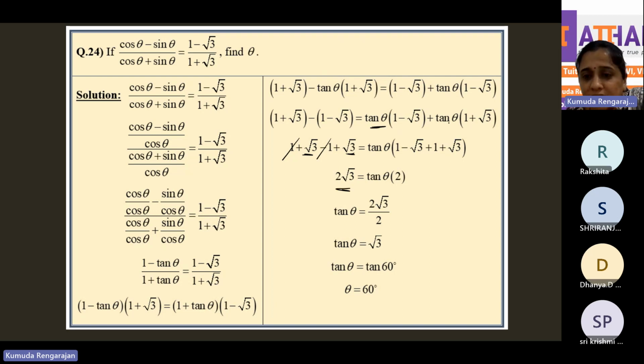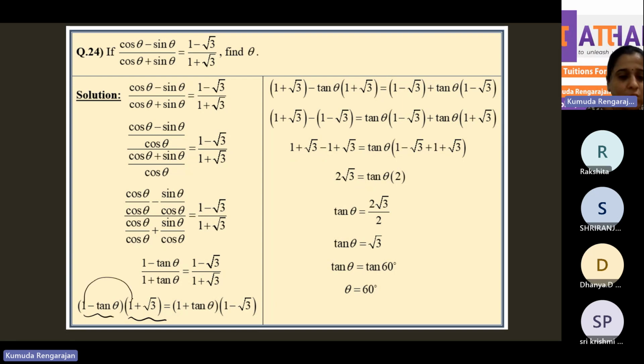So this gets cancelled. √3 plus √3 is 2√3. And here tan theta is common. See, you can also multiply everything, children. Like you can also do 1 into 1, 1 into tan theta. Like that also you can do, not that you should. You can treat this as 2 terms here and 2 terms here, no?